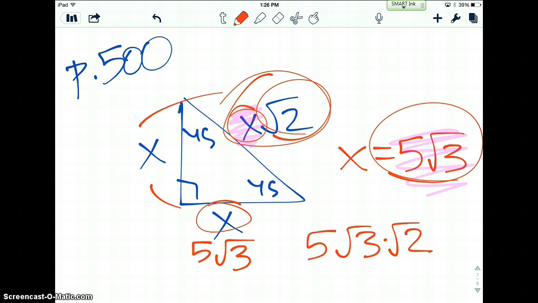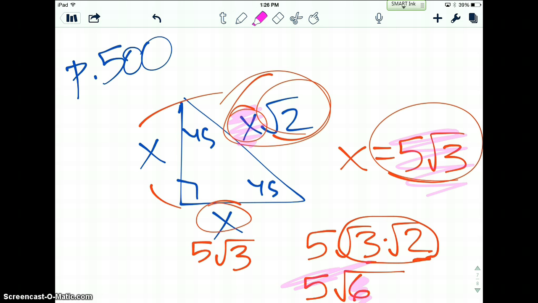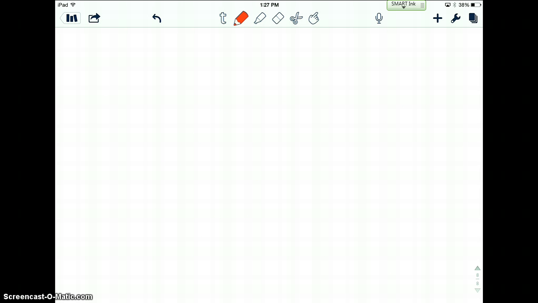Neither of these are perfect, so I'm going to put those together under the root. So that would be 5 root 3 times 2, which is 6. And then I would split the 6 back up if there was a perfect square I could find in 6, which there's not. So this is actually the length of the hypotenuse in simplified radical form. All right, going onward to problem 2.